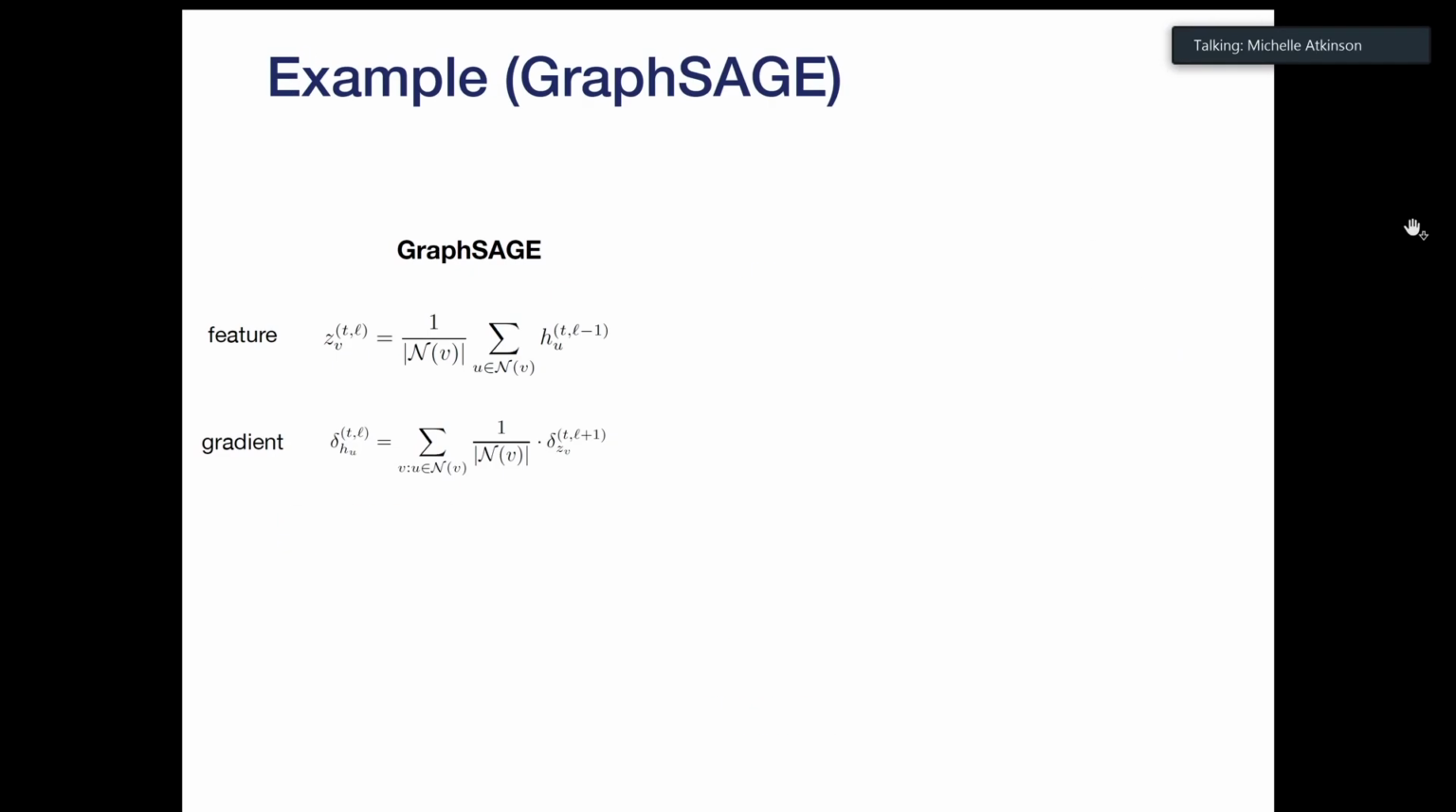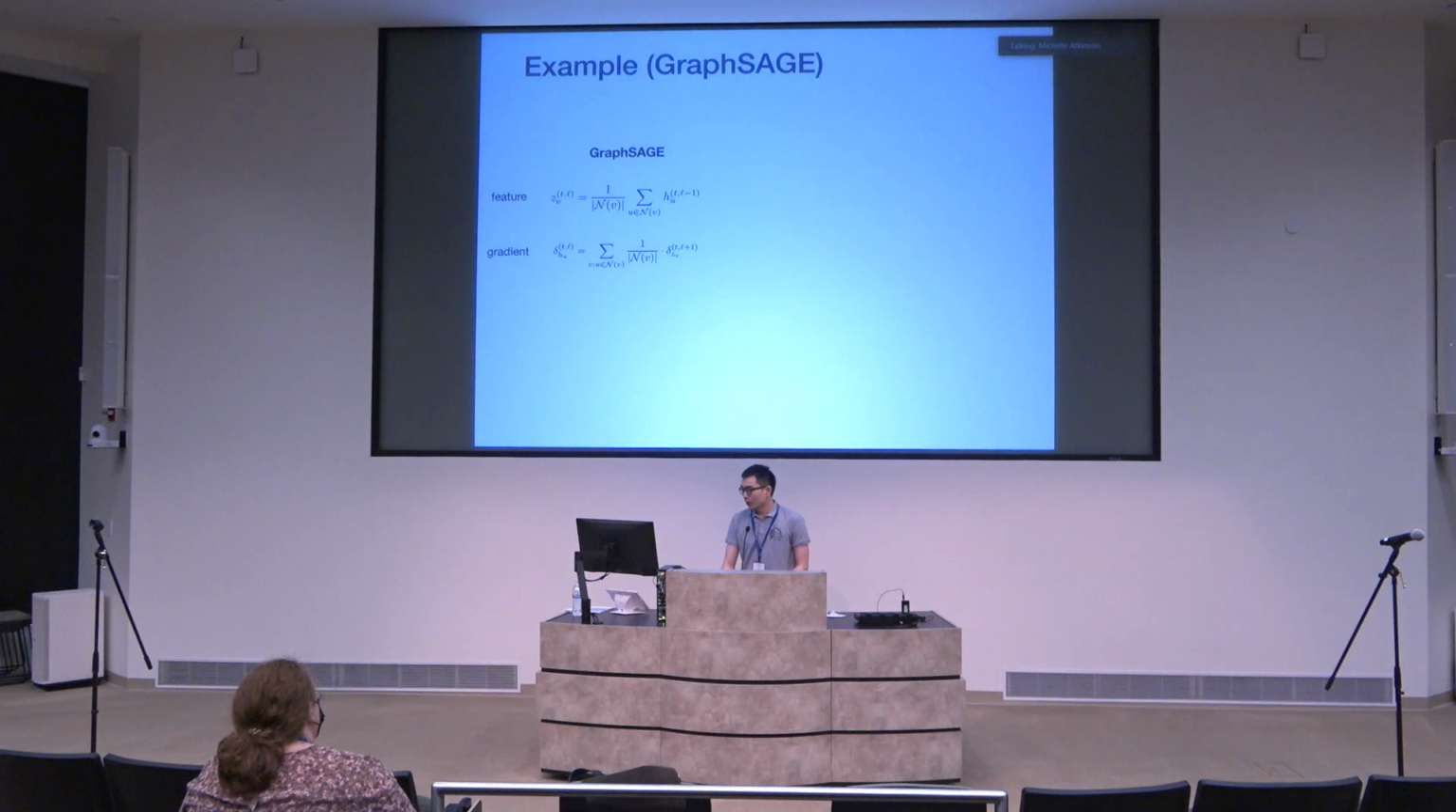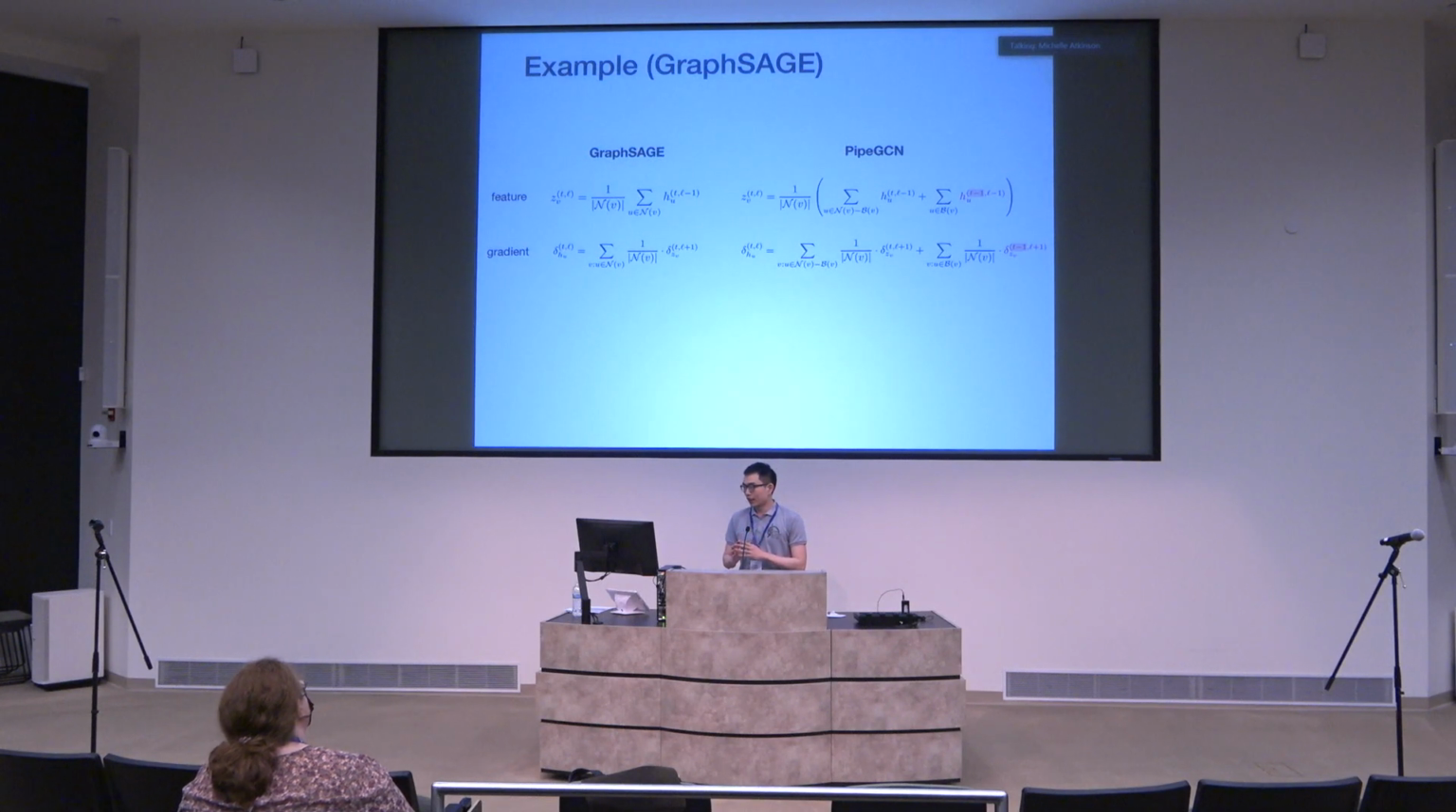And now let's take the example of GraphSAGE again and consider how to apply PipeGCN on top of GraphSAGE. For GraphSAGE, as I introduced in the second slide, we need to calculate the average of the neighbor's features, and we also have a corresponding step for the backward propagation. And for our PipeGCN, if a node belongs to a boundary set here, in this formula, B represents the boundary neighbor set of this node.